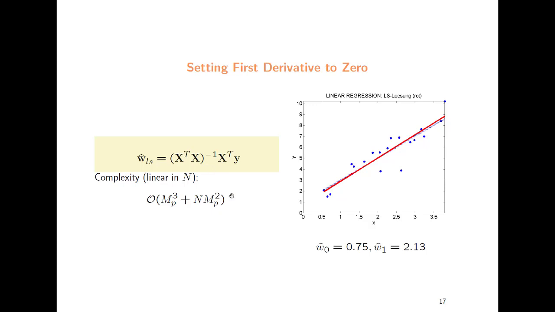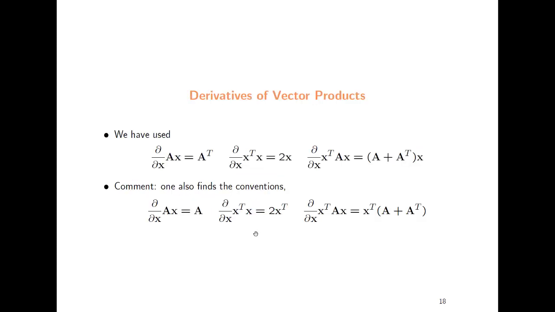So that's nice. We have a closed form solution. You don't have to do this nasty iterative optimization. And here are the rules I've used for the derivation.